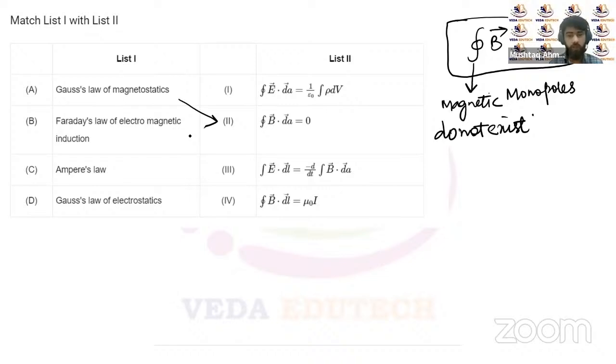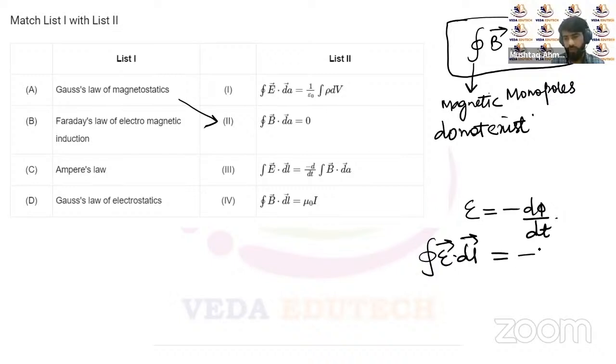Faraday's law of electromagnetic induction is that the induced EMF is equal to minus d phi over dt. So induced EMF we can write as the integral of E dot dl, even if we find this in a closed loop, that will still be equal to minus d over dt of the flux, which we can write as the integral of B dot dA. From here, you can see this equation correctly represents Faraday's law of electromagnetic induction.